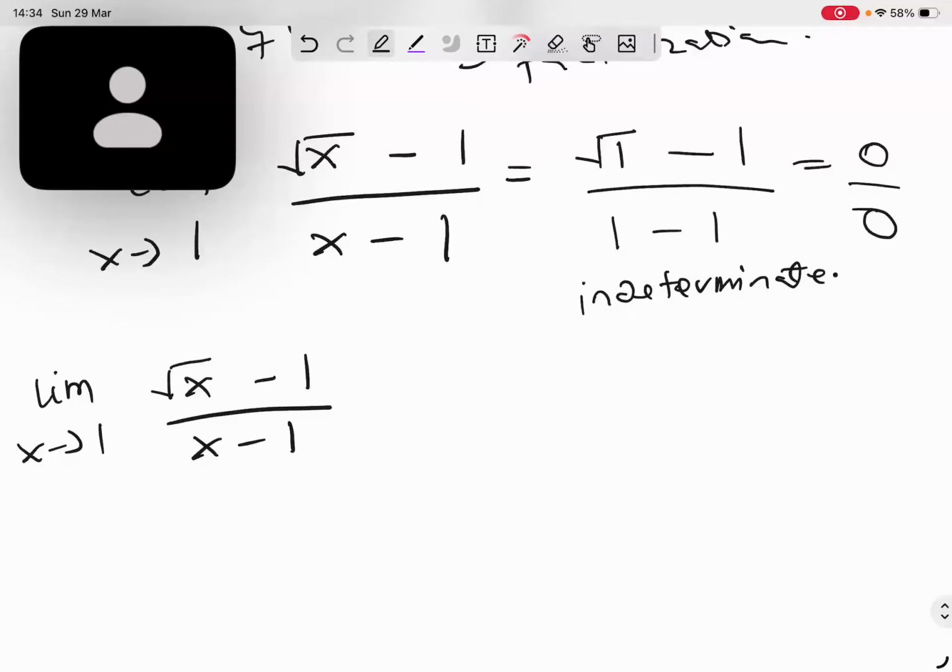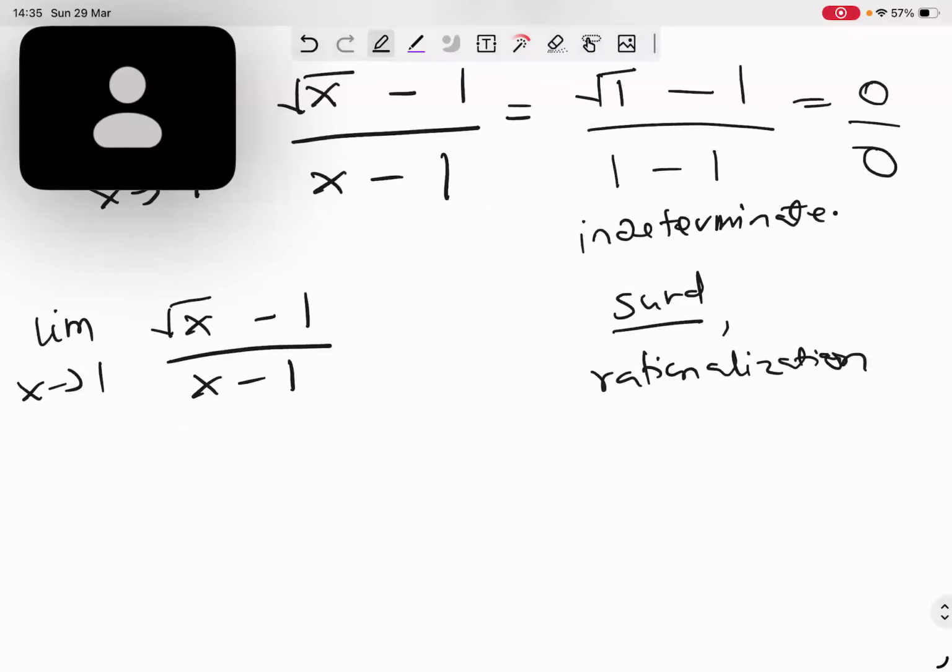To simplify this function, we go to the denominator. The denominator is a polynomial in its simplest form, so we cannot break it down any further, because you cannot factorize it any further. To simplify polynomials, we use factorization. So we go to the numerator. This here is known as a surd. And to simplify surds, we perform what is known as rationalization.